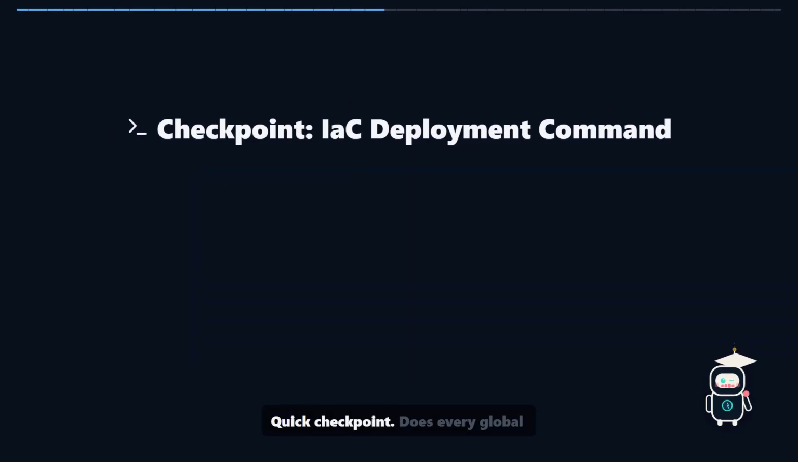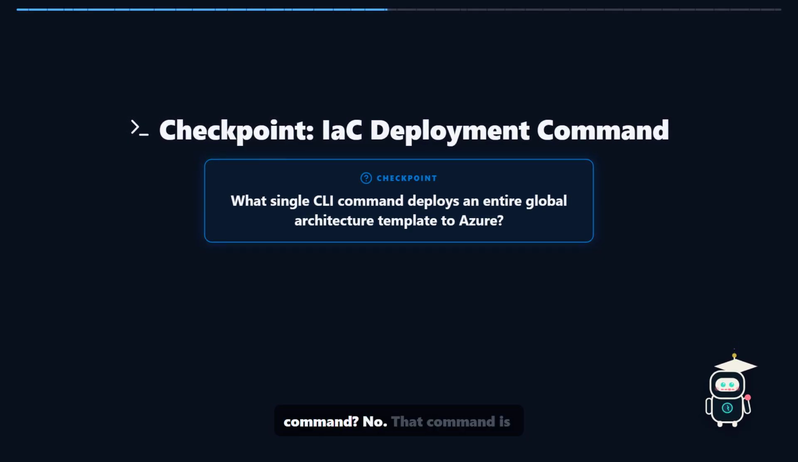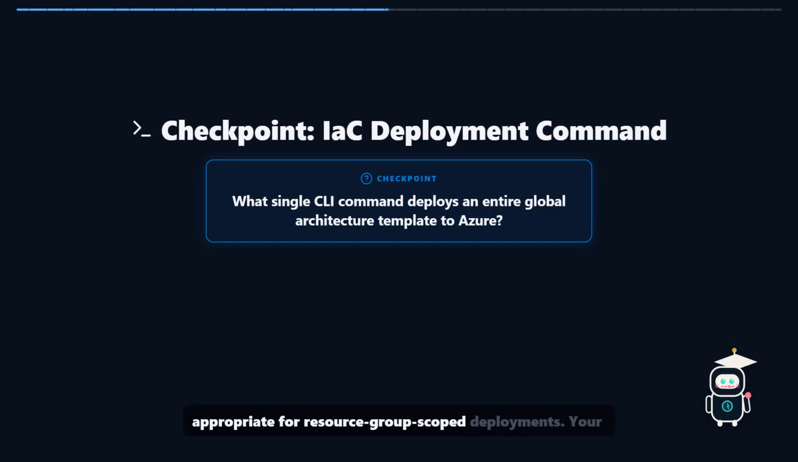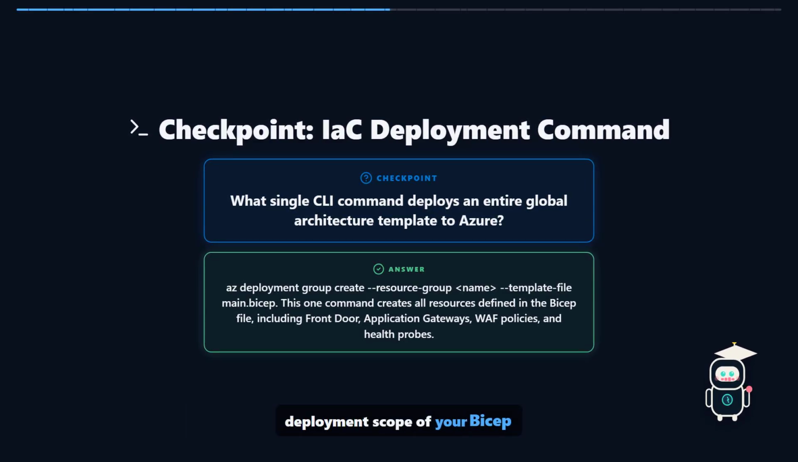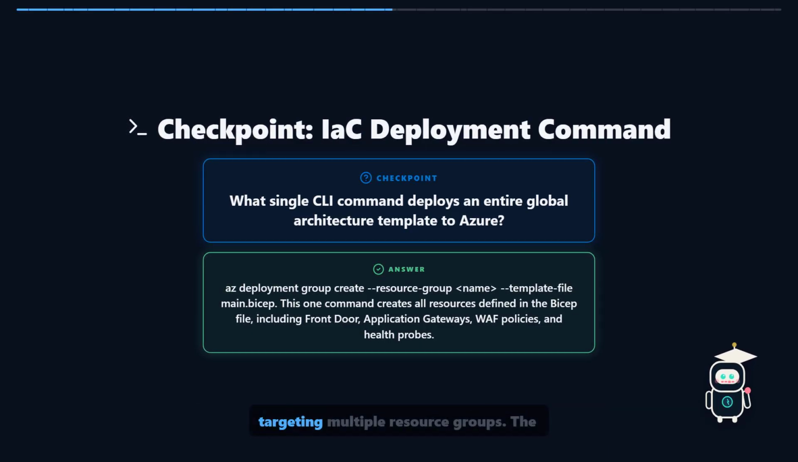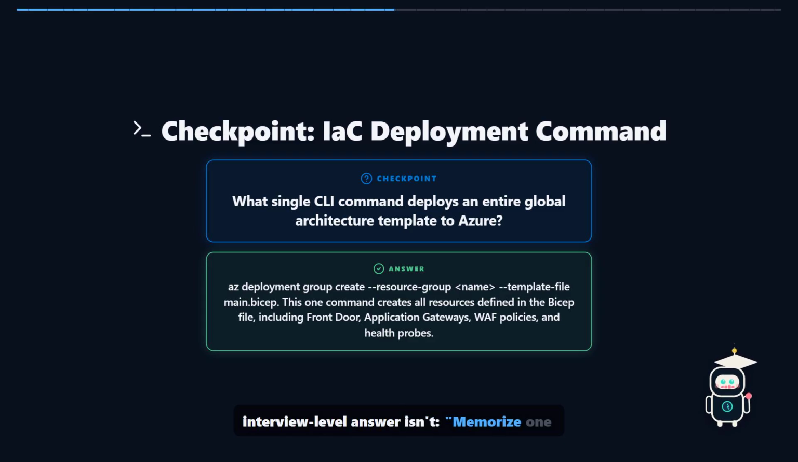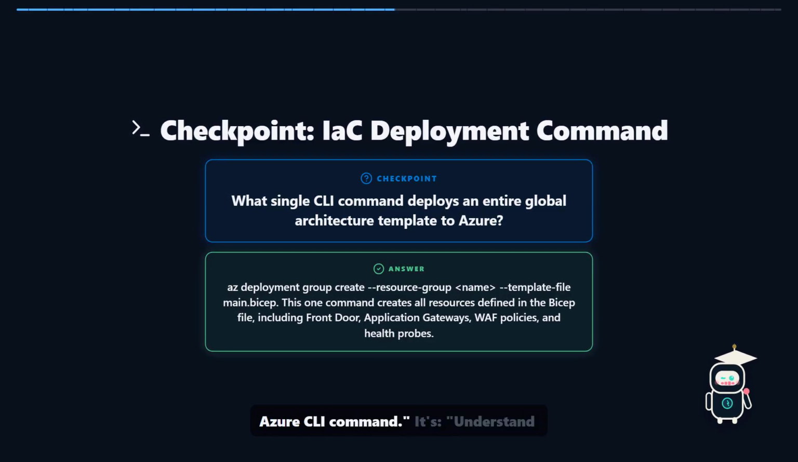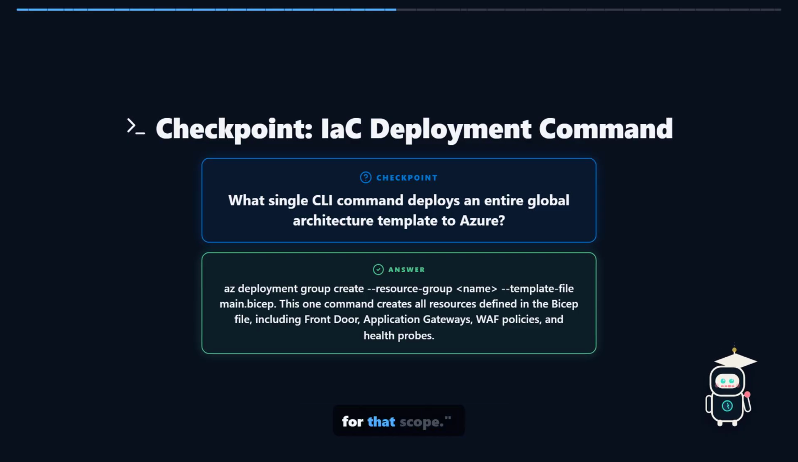Quick checkpoint. Does every global Azure architecture use exactly the same az deployment group create command? No. That command is appropriate for resource group scope deployments. Your actual command depends on the deployment scope of your Bicep architecture. Larger environments may use subscription-level deployments or modular deployments targeting multiple resource groups. The interview-level answer isn't memorize one Azure CLI command. It's understand the scope of the deployment and use the correct command for that scope.